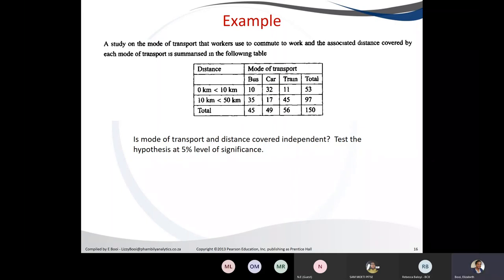Here it shows the distance between 0 and 10 kilometers and 10 and 50 kilometers, and the mode of transport by car, bus or train. And they calculated already the total, so we don't even have to worry about that because they did that for us. The question we need to answer is: are mode of transport and distance covered independent? Test this hypothesis at 5% level of significance.